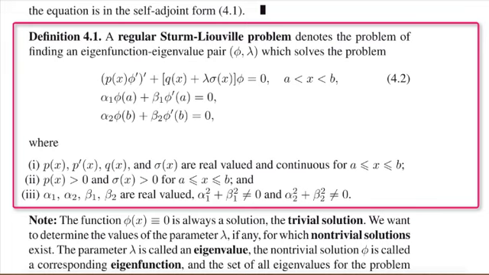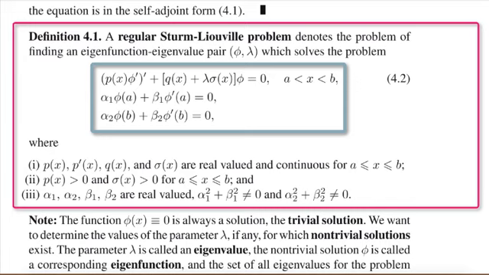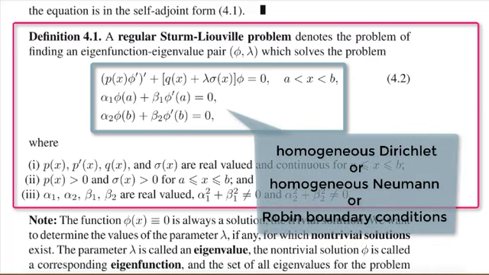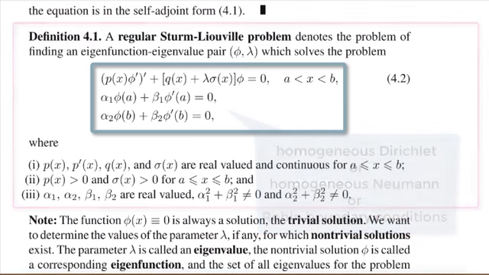A regular Sturm-Liouville problem denotes a problem of the form here in the box: (p of x phi prime) prime plus q of x phi plus lambda sigma of x phi is 0 on an interval from a to b. And then we have general boundary conditions of the form alpha 1 phi at a plus beta 1 phi prime at a is 0, alpha 2 phi at b plus beta 2 phi prime at b is also 0. So these could be homogeneous Dirichlet type, or Neumann type, or homogeneous Robin boundary conditions, or boundary conditions of the third kind.